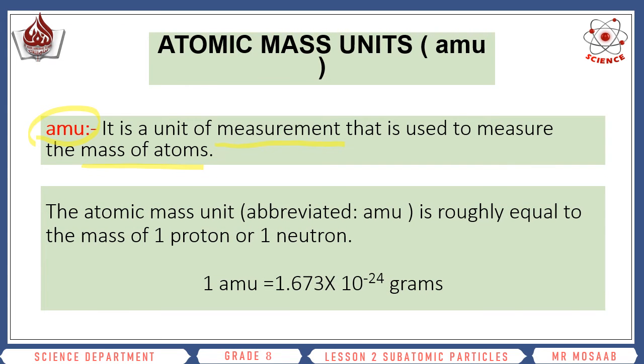It is equal to the mass of 1 proton or 1 neutron. 1 AMU is equal to 1.673 multiplied by 10 power negative 24 grams. As you can see, it has a very light mass. We cannot measure the mass of an atom with the gram unit, so we use 1 AMU. It is the same mass as a proton or neutron, and it is called atomic mass unit.